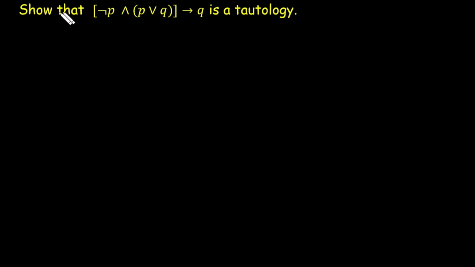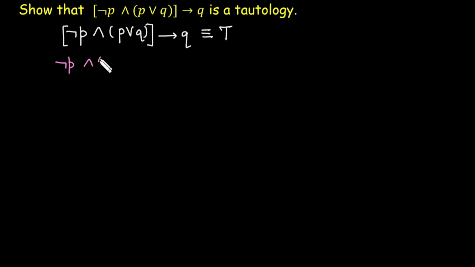So let's start with the same thing. What we need to prove? We need to prove that negation P and (P or Q) implies Q is logically equivalent to true. So we start from the left side, that is negation P and P or Q.